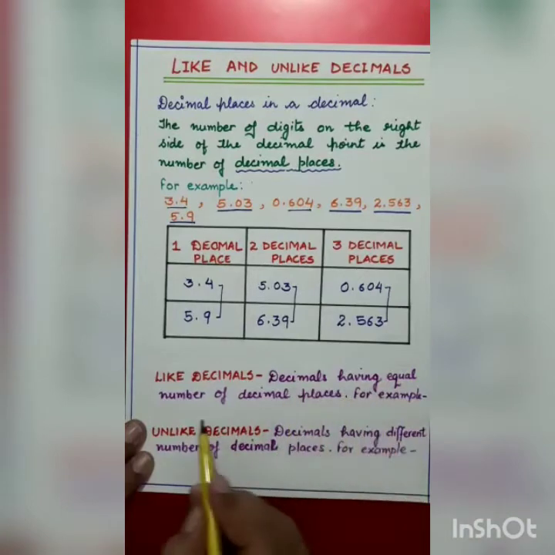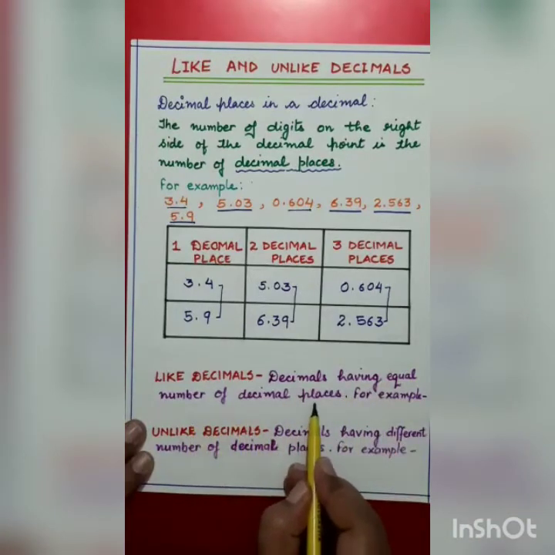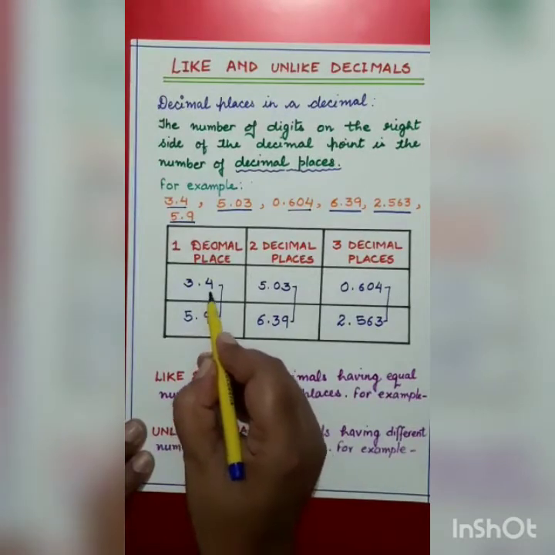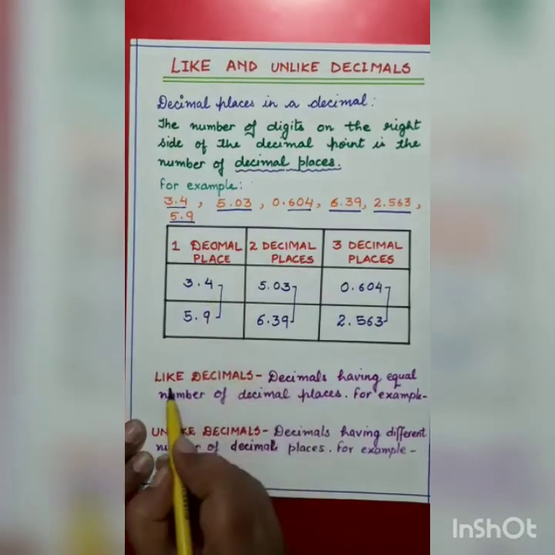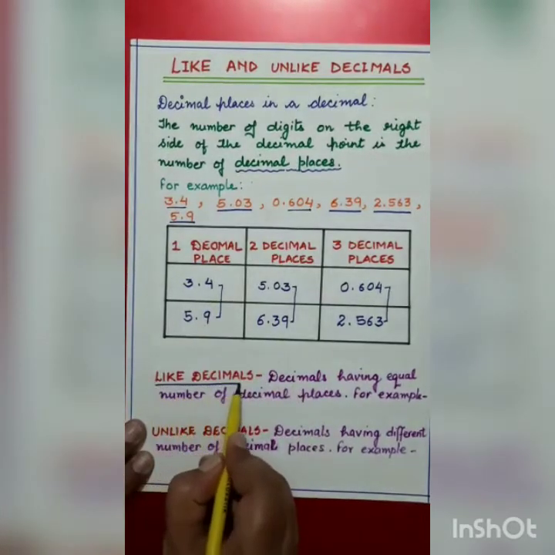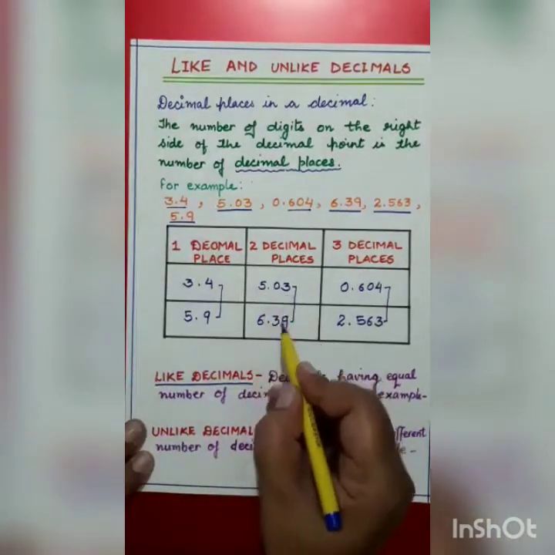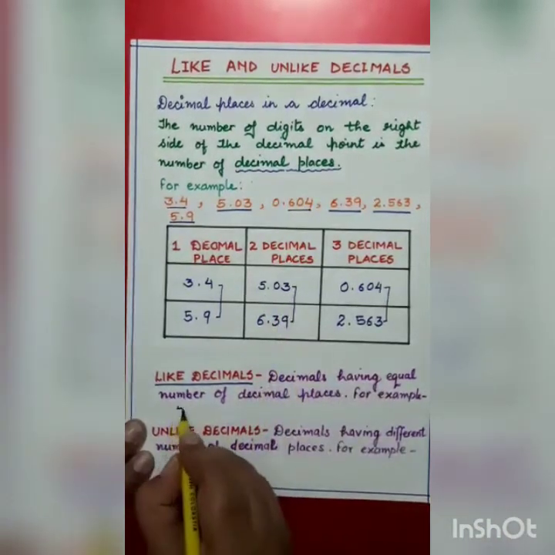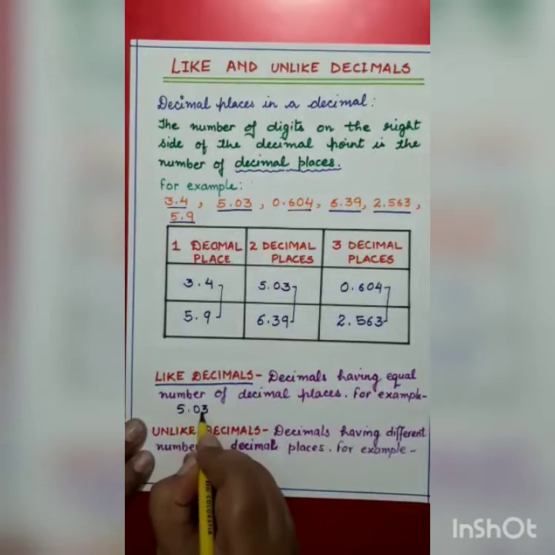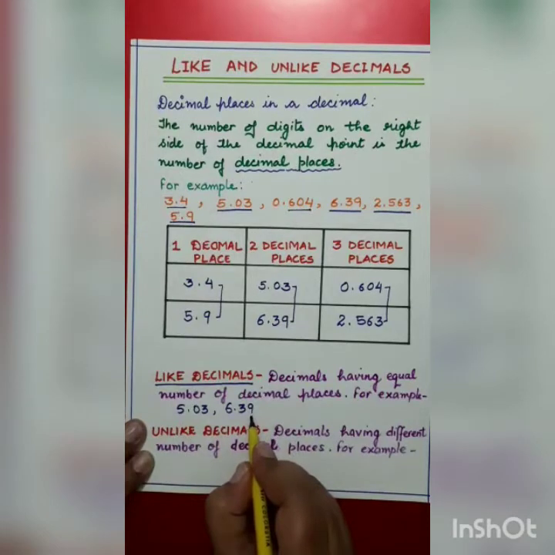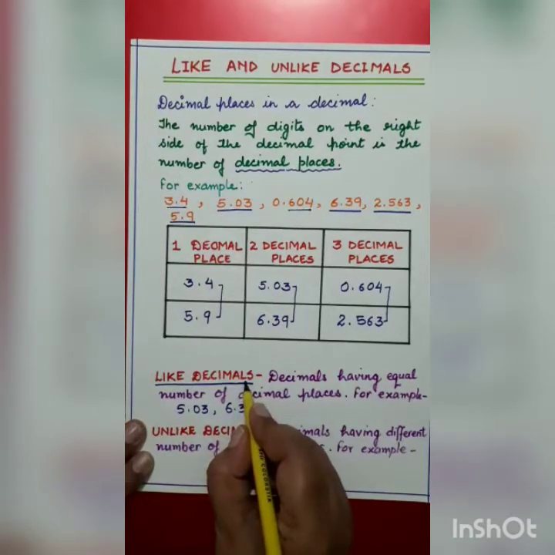Decimals having an equal number of decimal places, like in 3.4 and 5.9, where there is only one decimal place, are like decimals. For example, 5.03 and 6.39 have two decimal places. So these numbers are like decimals.